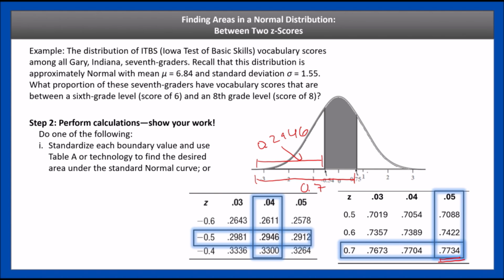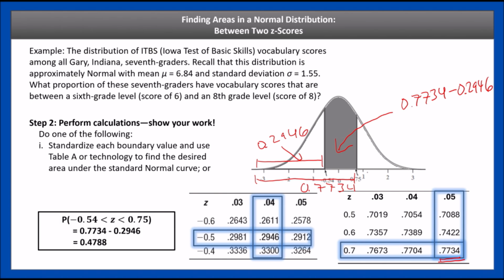0.7734. Okay. Now how do we get the area in between? Well, to get the area in between, we need to subtract the two quantities, and that gives us the area in between. So the area here is 0.7734 minus 0.2946, and that's how you get the shaded area. Okay, so hopefully that makes sense from the picture. Okay, so now if we show the work here, the probability that z is between those two z-scores is obtained by taking the difference of those two areas. So we get an area of about 0.4788.